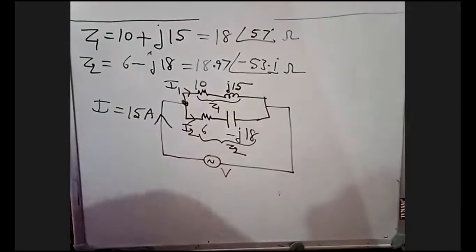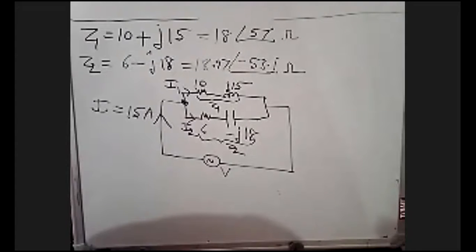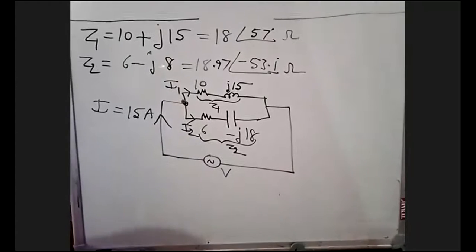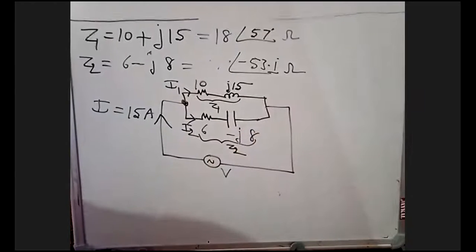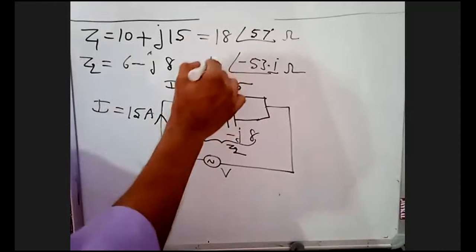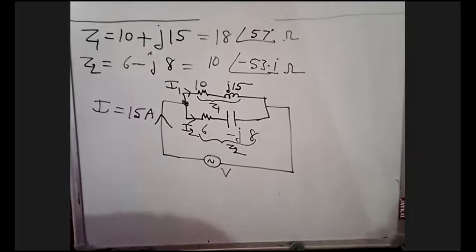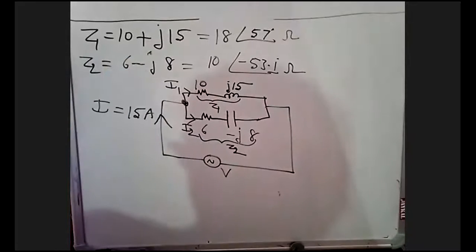You are getting 18.97, I think. Sir, in the question they gave Z2 equals 6 minus J8. You took 18, sorry. Okay, take it as J8 then. Now we are getting magnitude 10, angle minus 53.1. I had written it wrong. In your circuit also take it as 6 minus J8. Now you will get 10.